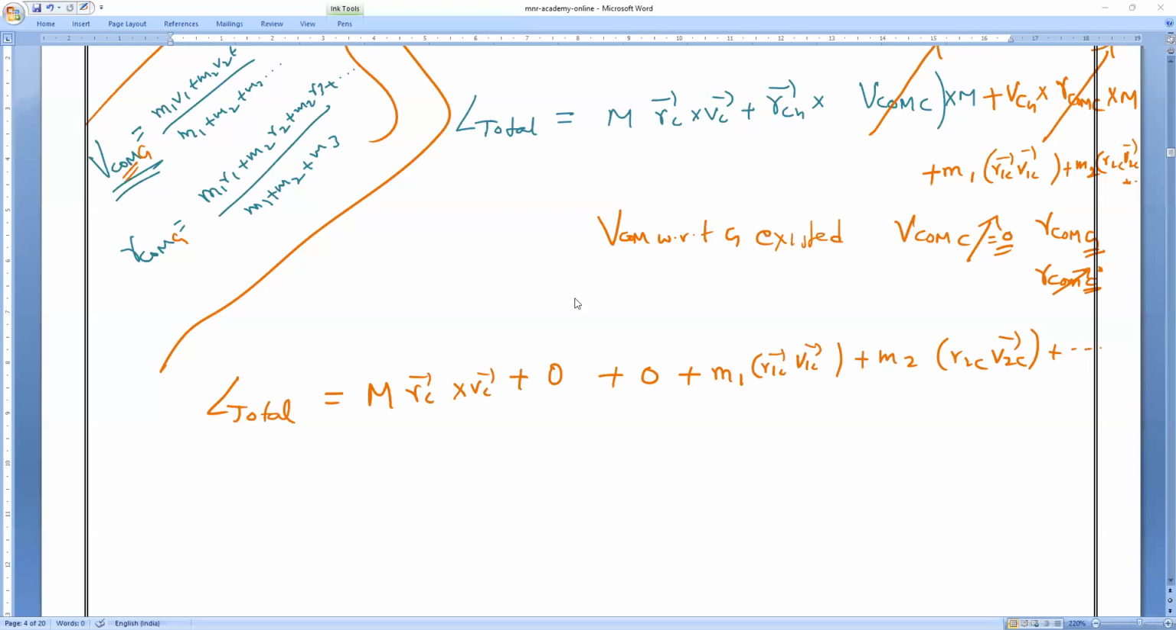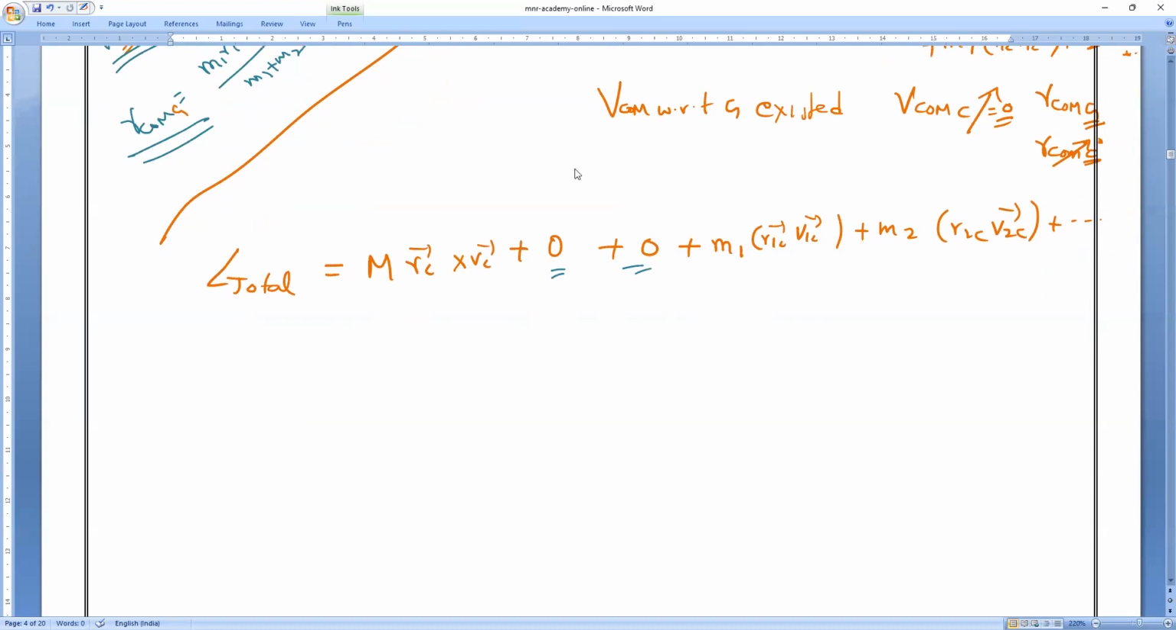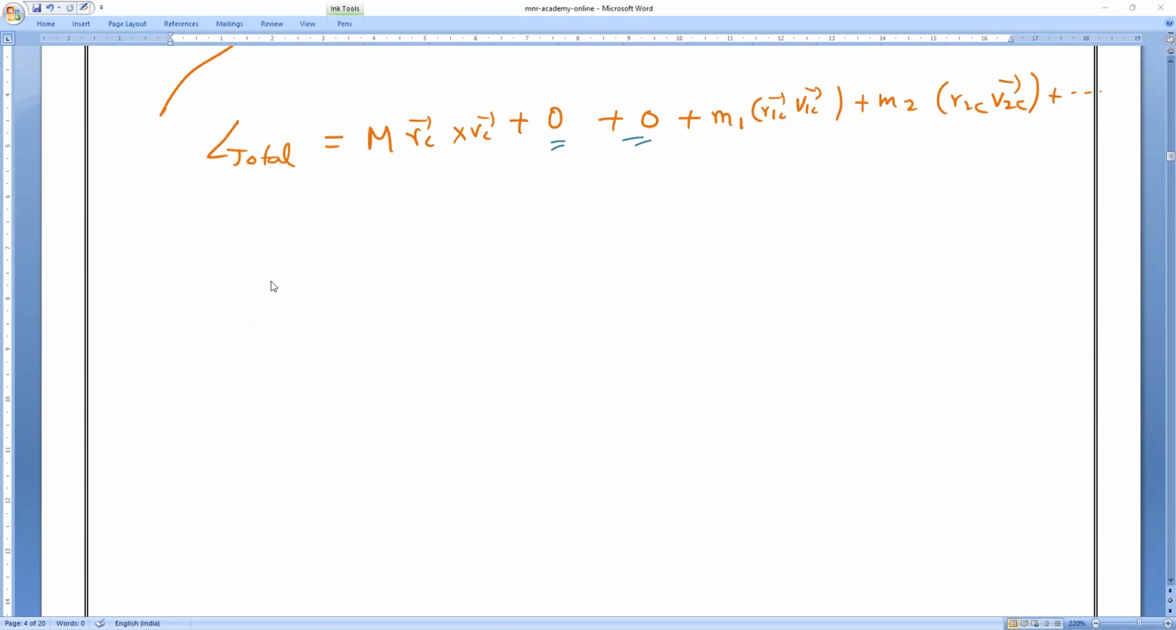Now, to this your middle two terms become 0. Have you got that point or not? Clear? Yes? At least say something, okay. Then you can see. So now I will write this one.